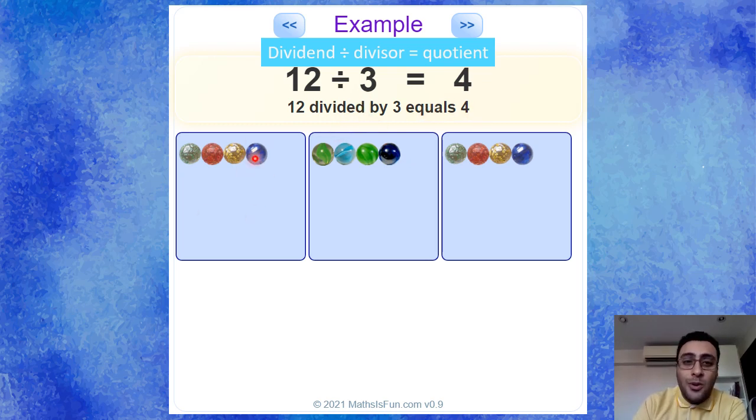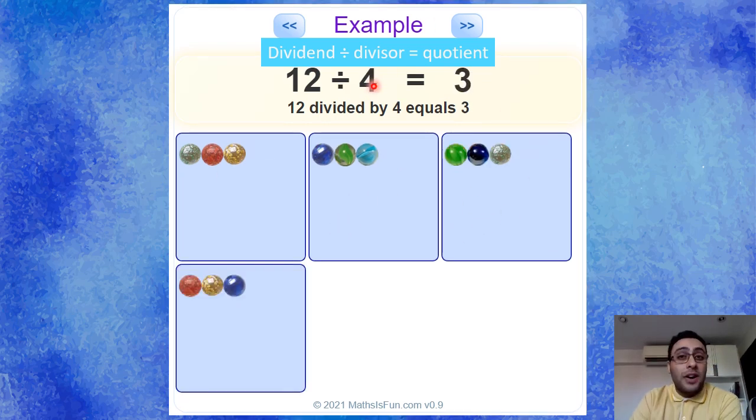You see, equal groups. 4, 4, 4. Next. 12 divided by 4. I changed the divisor again. The answer is 3. So it's 3, 3, 3, and 3. How many groups? 4. Because the divisor is 4. The divisor shows you how many groups or parts there are going to be.